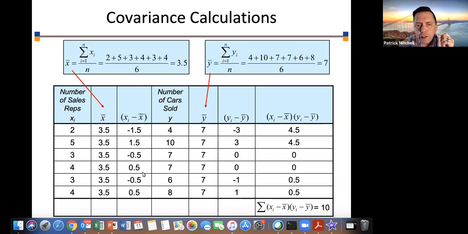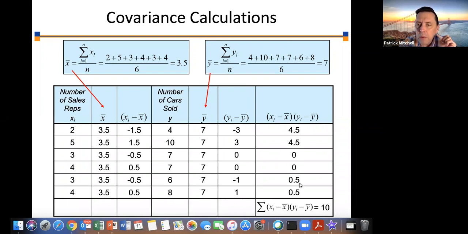And remember that you can check to make sure that you haven't made a mistake up to this point by adding these values together and just confirming that they add up to 0. So it's pretty easy to see that these and also these are going to add up to 0. And then the way that we get this last column is by taking this number times this number. So -1.5 times -3 is positive 4.5. 1.5 times 3 is 4.5. -0.5 times 0 is 0, and so on.